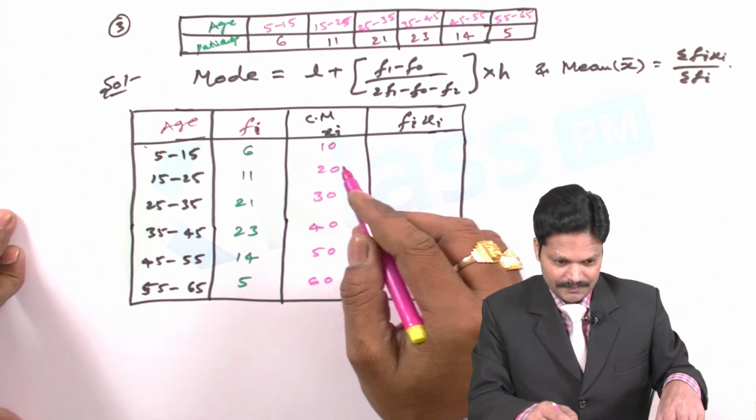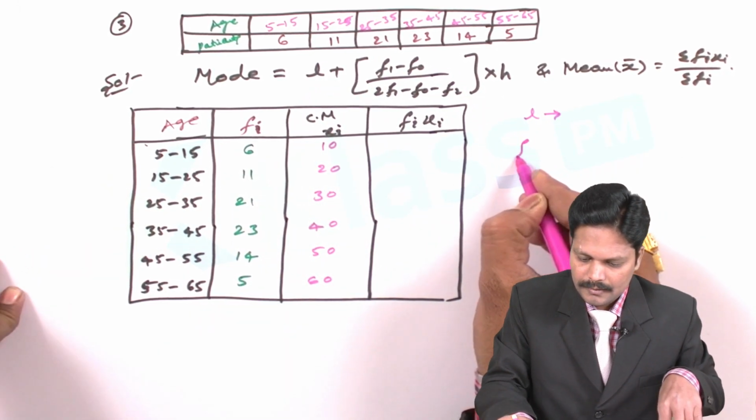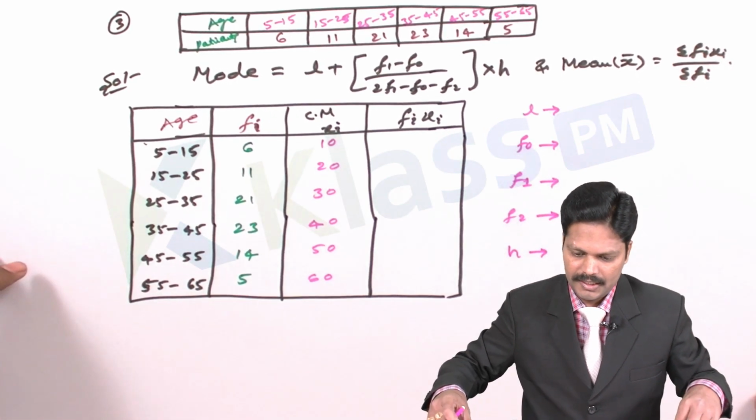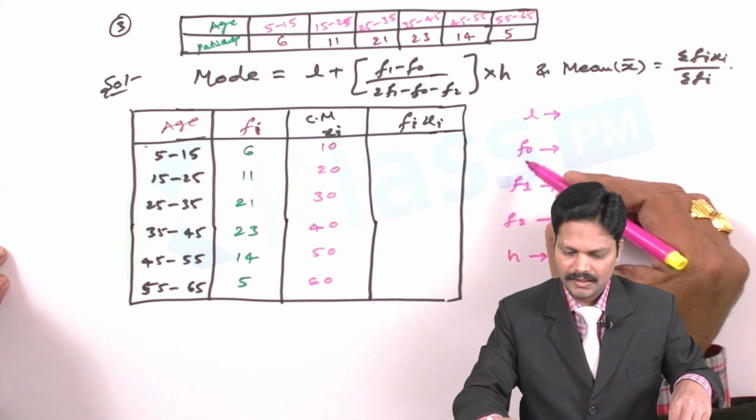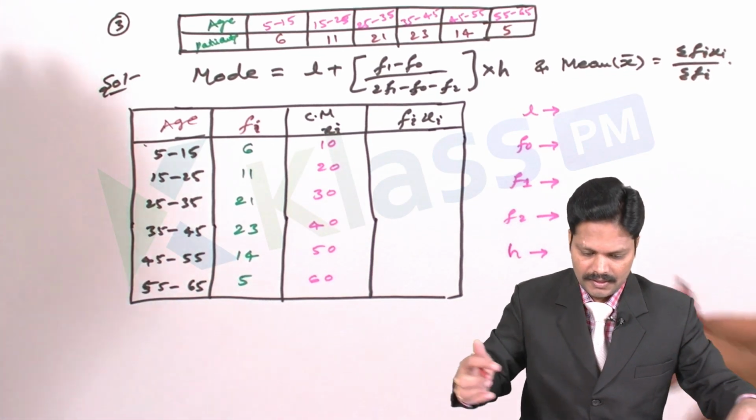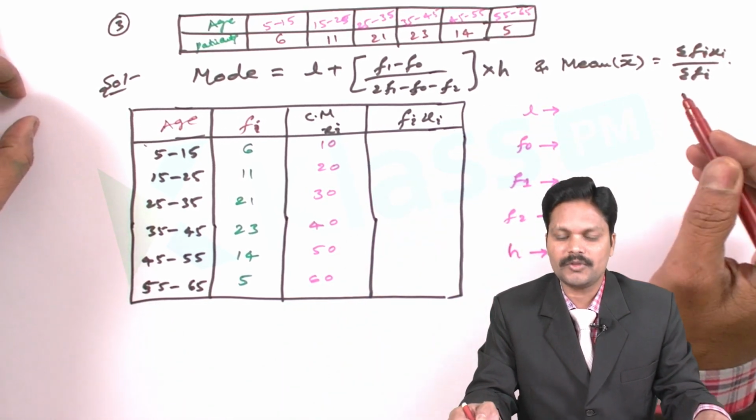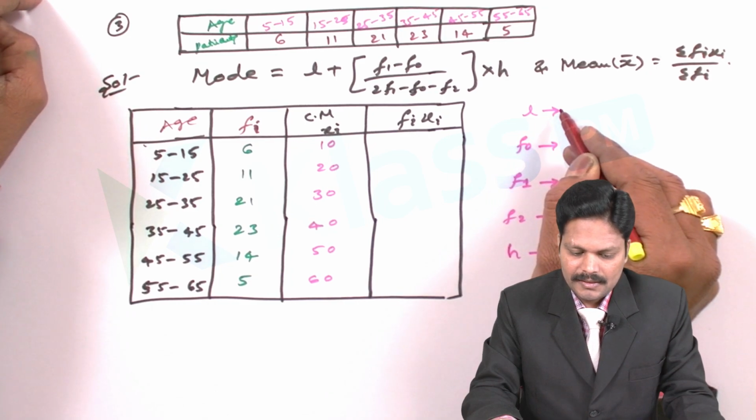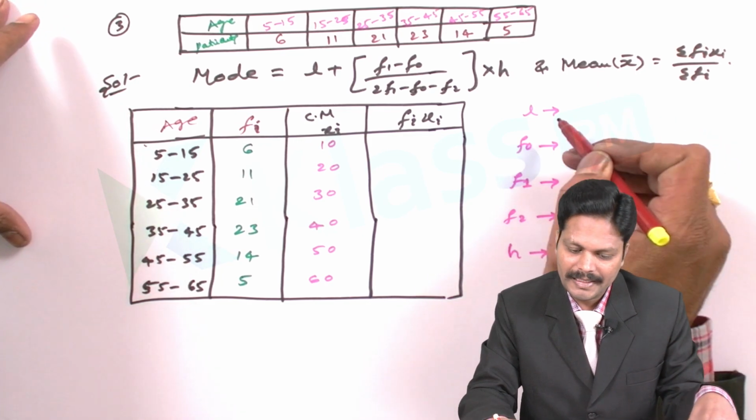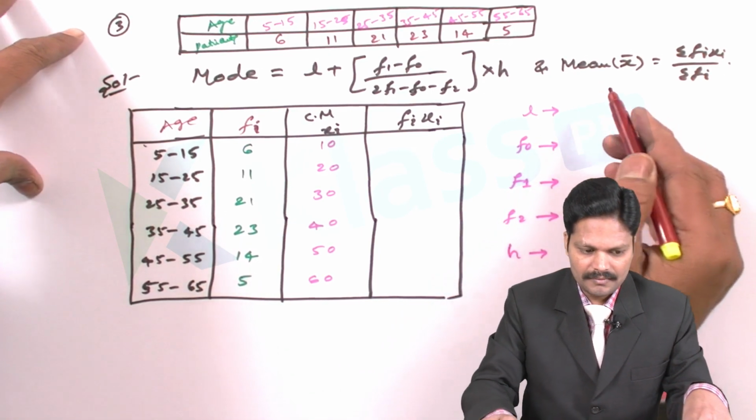So how can we choose the class marks? I'm clearly explaining about F0, F1 and F2, and we already know about the h. So these are the terms we are having: L, F1, F0, F2, h. We need to take these values from the data. If we identify these values from the data, then we can find the mean and mode of the given data. So L is the lower limit of the modal class. So how can we take the lower limit?